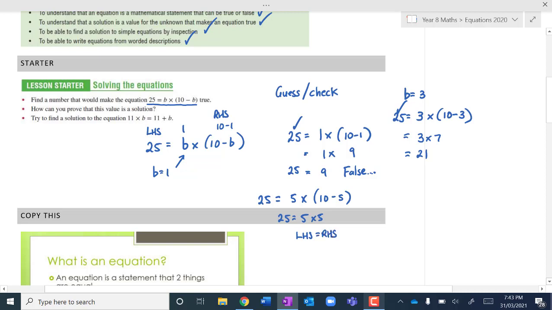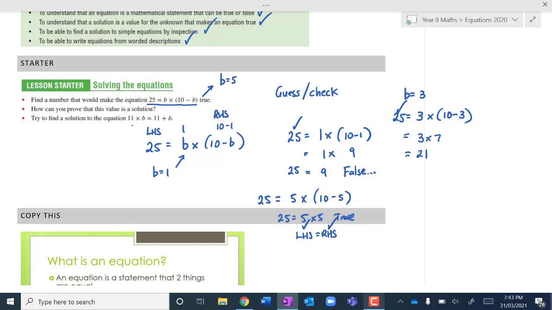So just by guessing and checking, we've found a solution, and that is B equals 5. This makes the equation true, so therefore that's my solution. How do we prove this is a solution? We do a bit of guessing and checking to find out what our solution is, and you can see that it makes the left-hand side and the right-hand side match up.